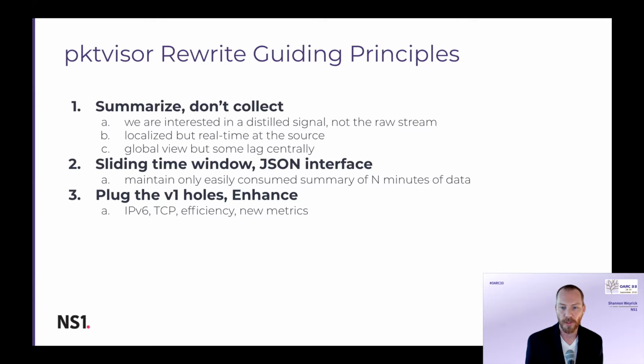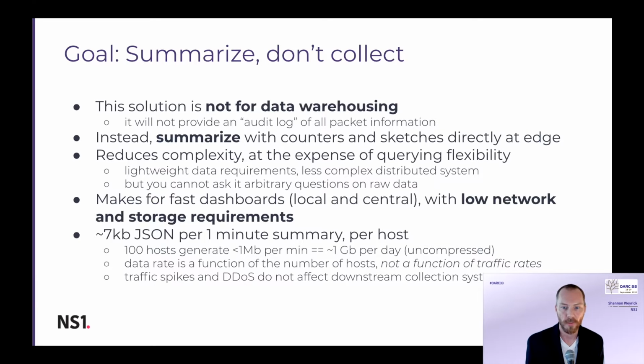Secondly, sliding time window with a JSON interface. And this really comes down to just having a clear way to track the traffic over time and to expose it so that we can automate against it easily. And then finally, fix the holes, right? So obviously IPv6 and TCP needed to be first class. Efficiency and getting new metrics in was a goal. So I'll dive into those a little bit deeper.